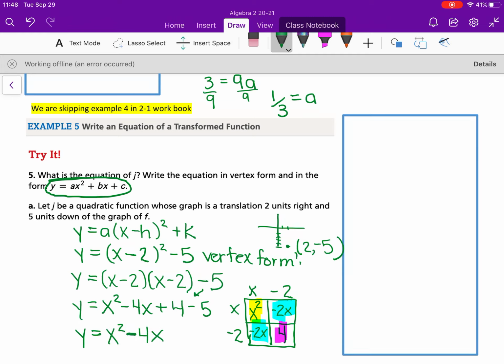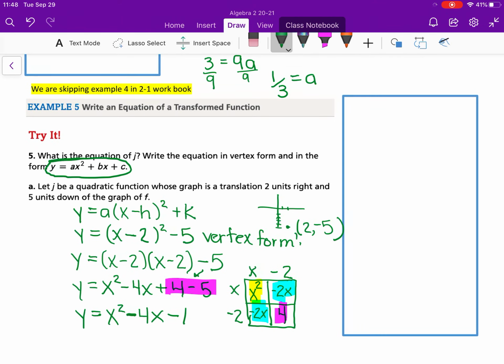All right. So now, last, I write my final answer. Notice that these two I can combine like terms, and 4 minus 5 is negative 1. And that is my final answer.